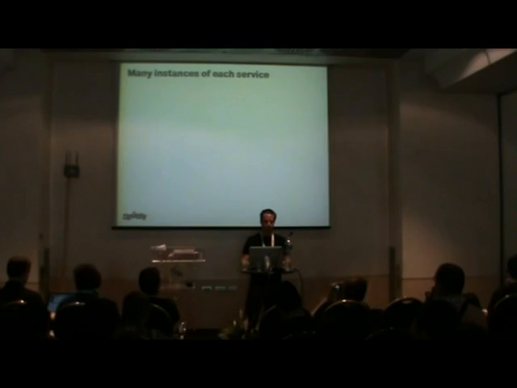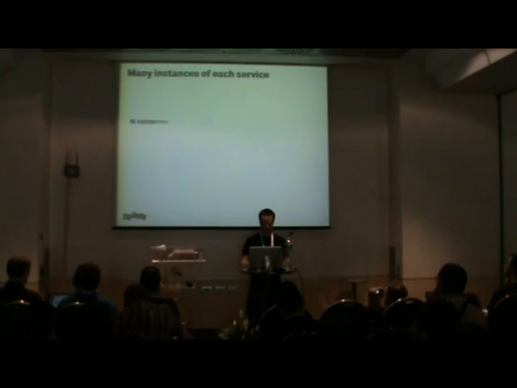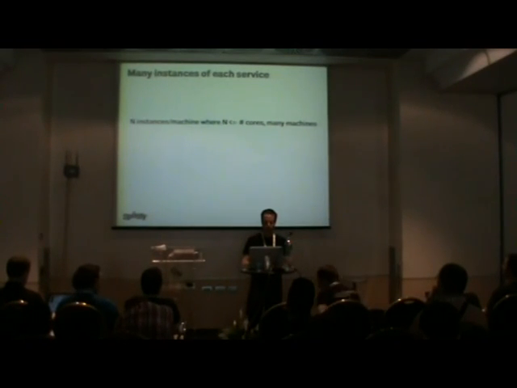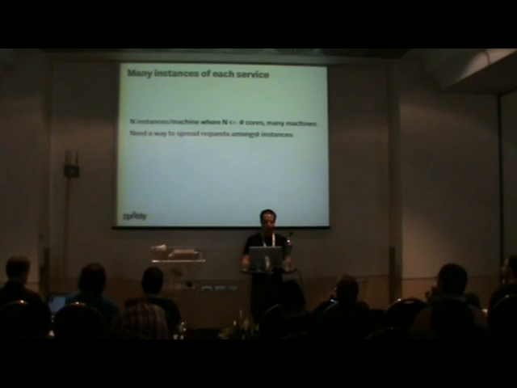All right, so you also need lots of different instances of the same service because a single one isn't going to be able to handle your load when you get to any kind of size. So if you have n instances of your service per machine, n is probably going to be some number equal or less than the number of cores that machine has, because each application should be able to fully make use of the CPU core. And then you also have many machines. So you need a way to spread your load across all of these. And there's a few ways to do that.